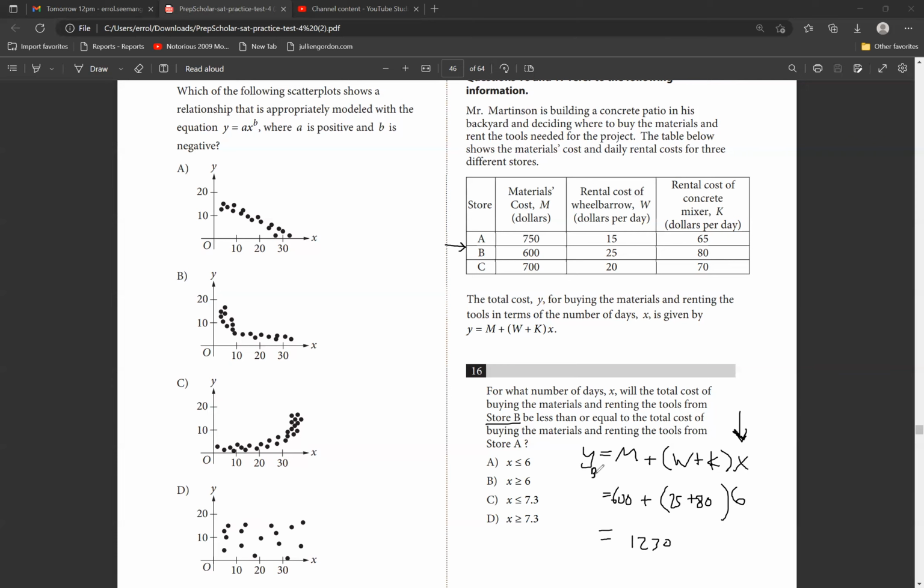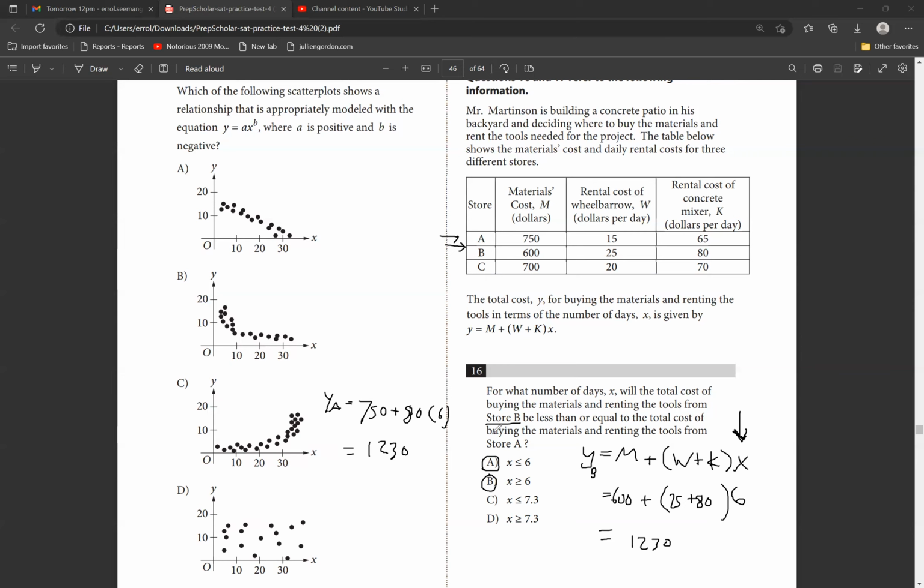That's Y of B. Now, what's Y of A? This one: 750 plus 15 plus 65 is 80, right? 80 times 6, and what's 480 plus 750? 1230. That's also 1230. So this one says less than or equal to 6, and that one's greater than or equal to 6. Well, it wouldn't be either of those because store B isn't less than the cost.